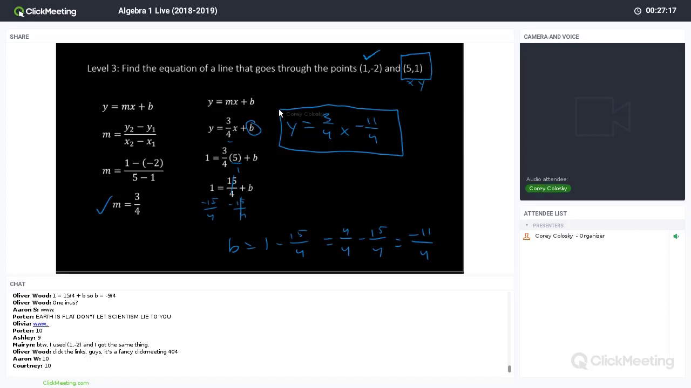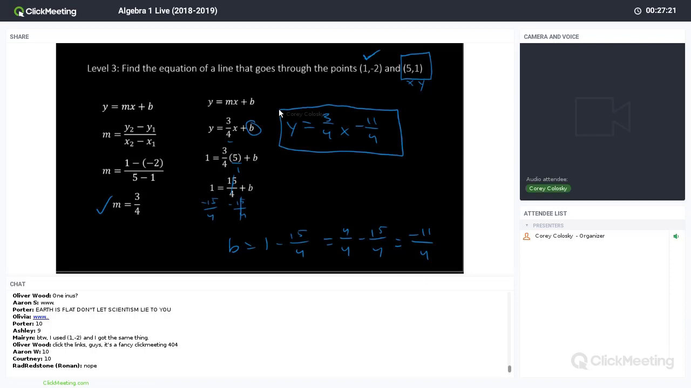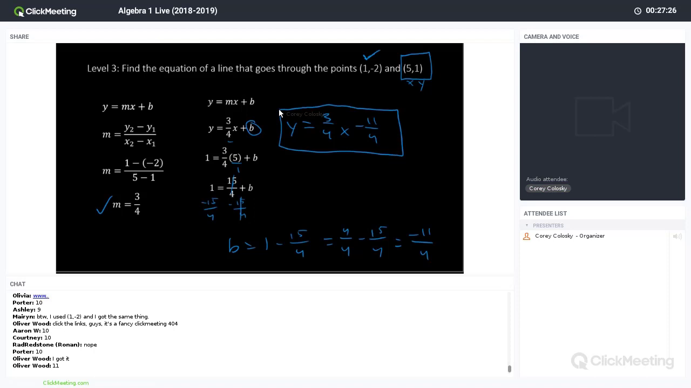Yep, very good, Marin. She confirmed for the class that she plugged in 1, -2, the other point, and she got the exact same answer. So it doesn't matter which point we choose, we get the same solution.